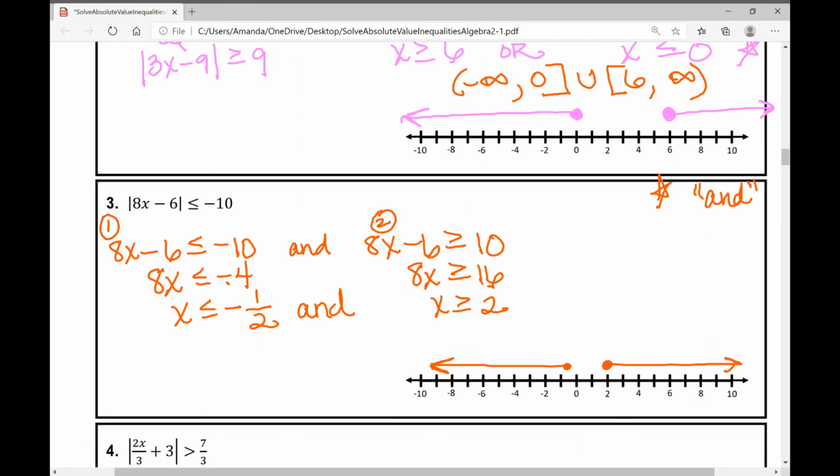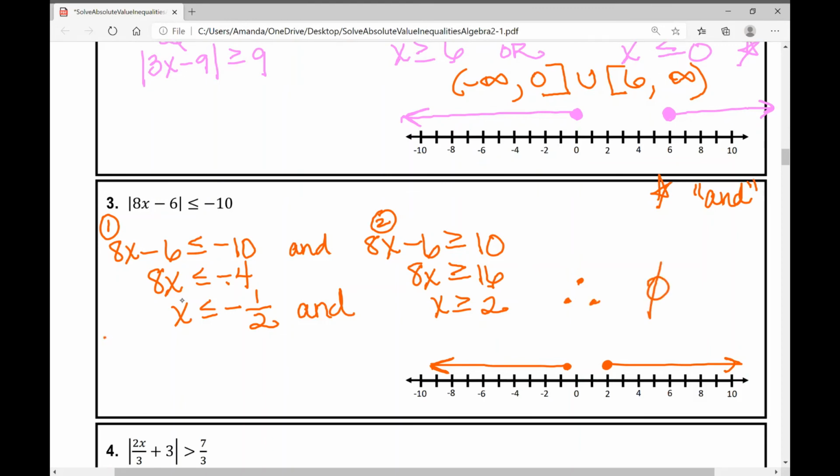This is an and inequality. Your and compound inequalities are where your simple inequalities overlap. We don't see any of that. The absolute value answer is greater than your negative number. Therefore, there is no solution.